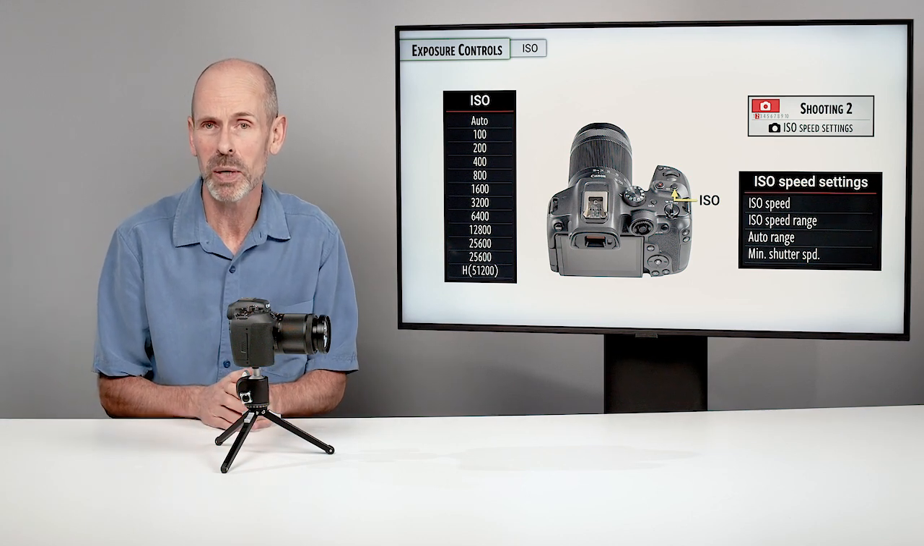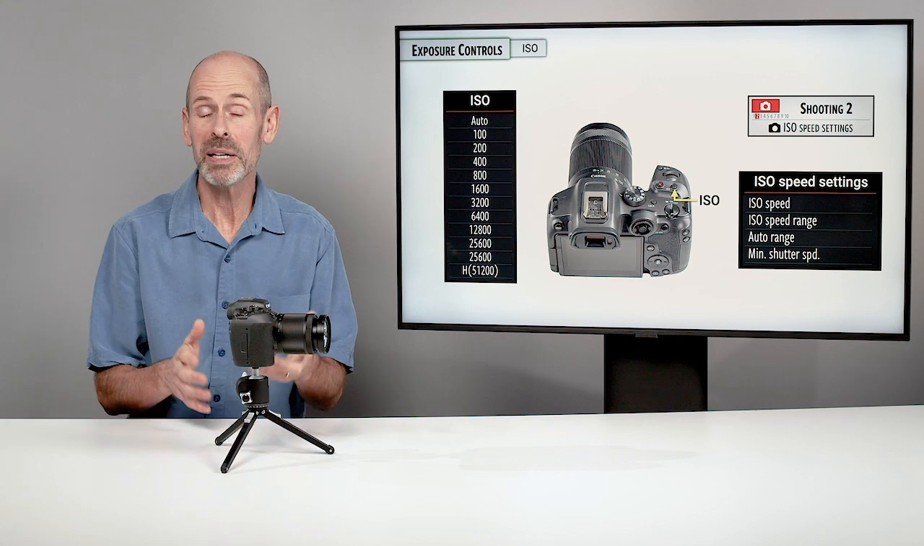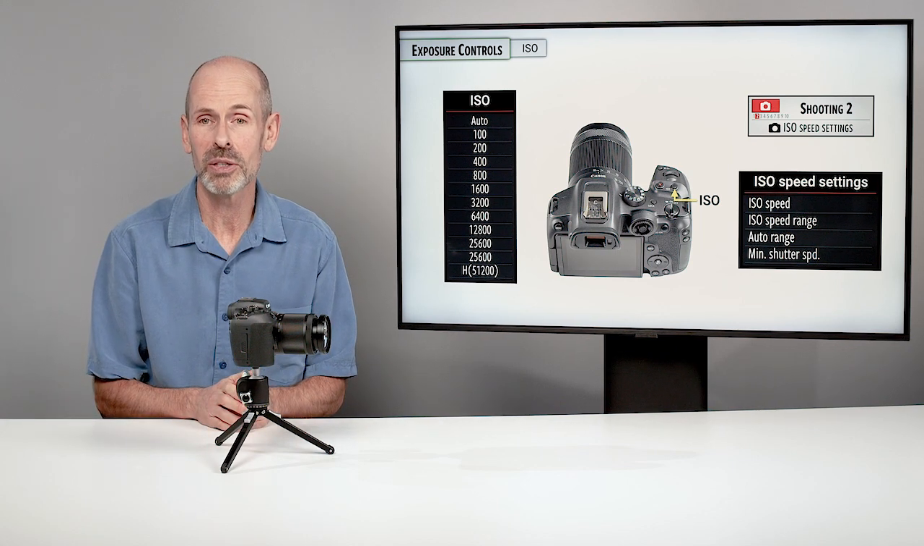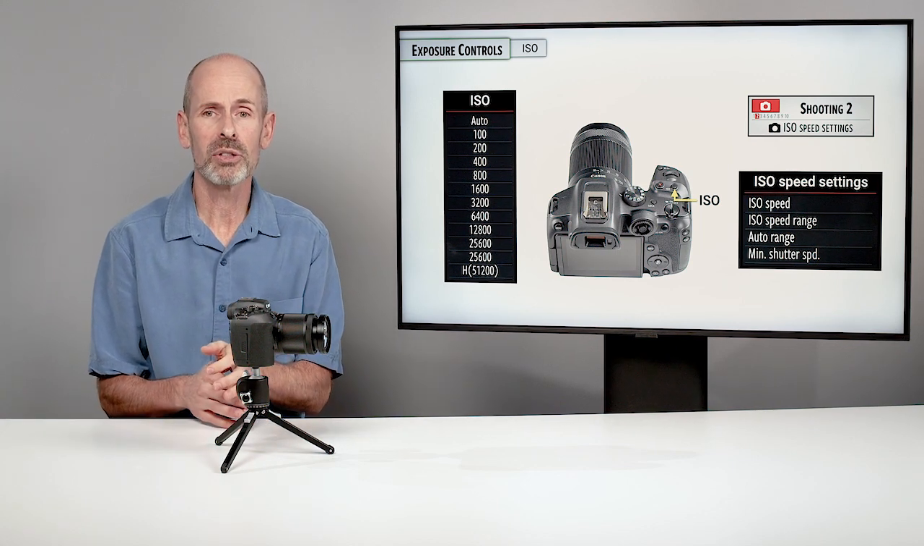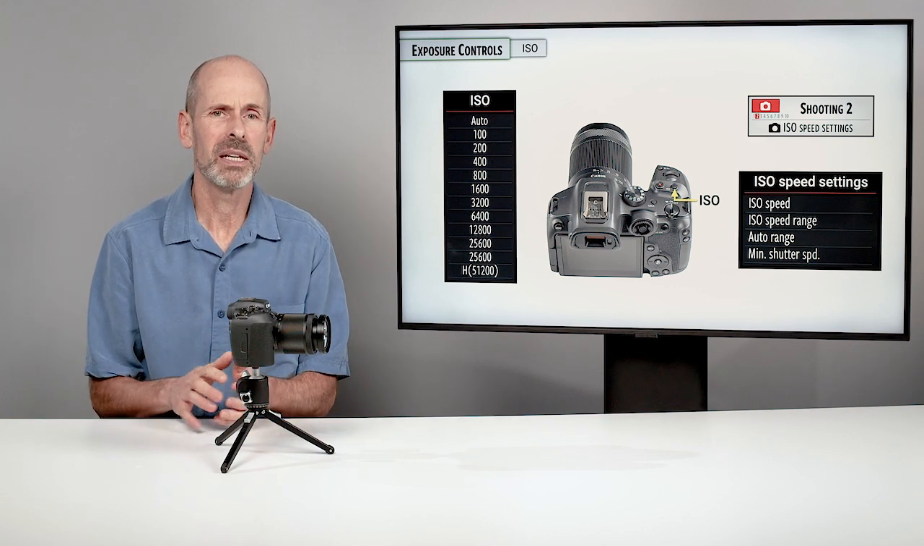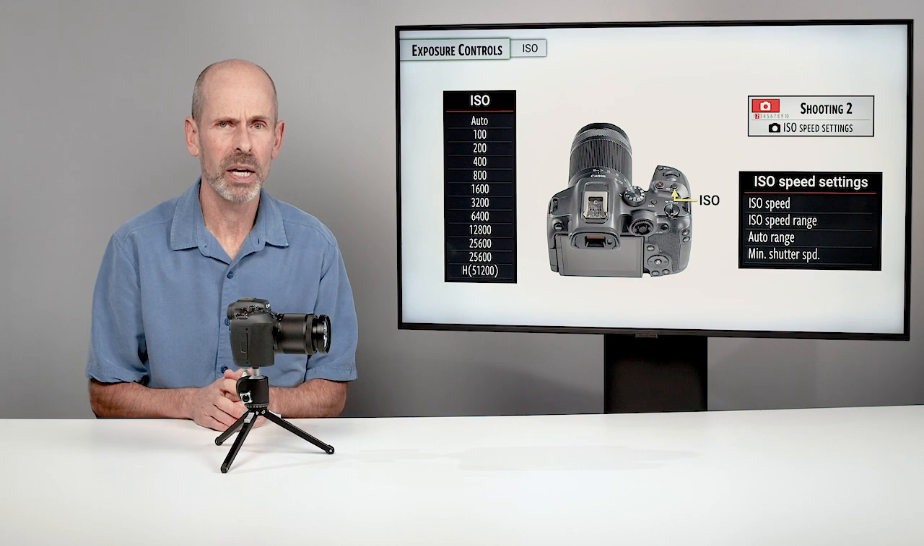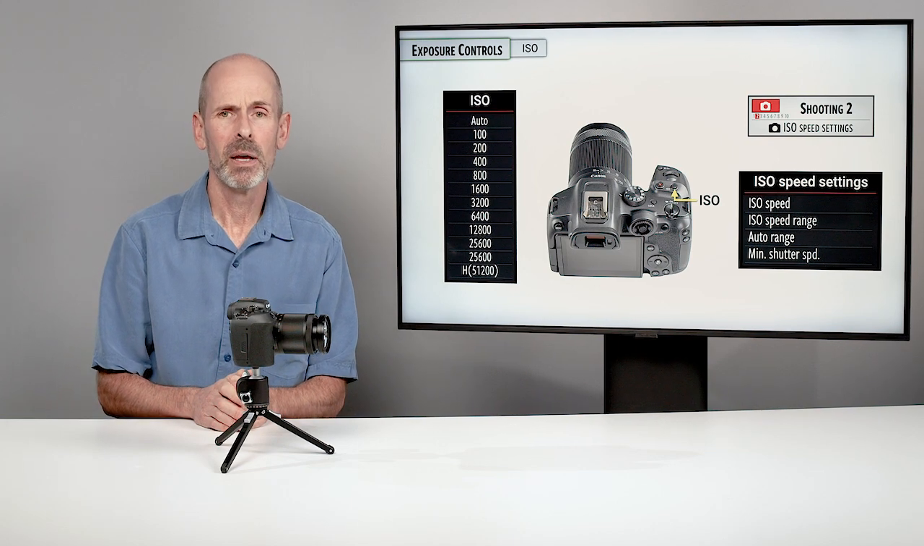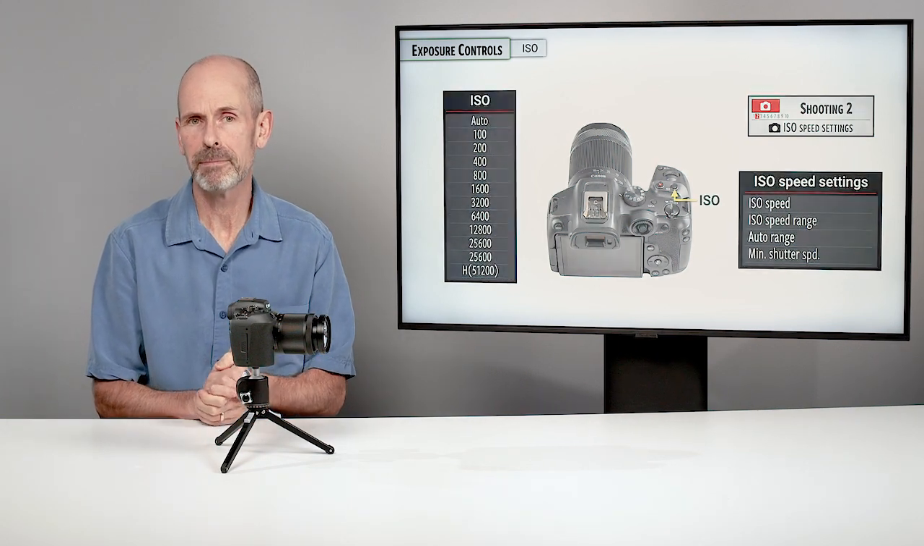Wouldn't recommend it. It's not a very great ISO setting, but sometimes it's necessary in extreme situations. You can also adjust your ISO range and your minimum shutter speed, which is something we'll talk more about when we get into the menu settings for the ISO speed setting there. But there's more to come on that.